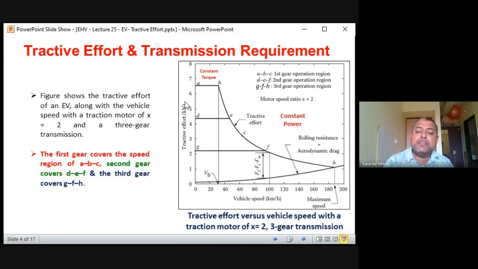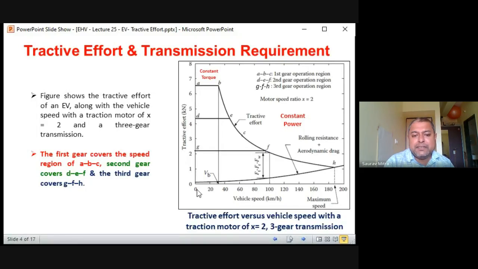So this is the force produced by the vehicle, that is the tractive effort, Ft. This is in kilonewton or newton. And how much is this vehicle speed? So speed versus force, this is the characteristic which is called tractive effort and transmission requirement. Now here you are finding that this is the first region, where the base speed is Vb.